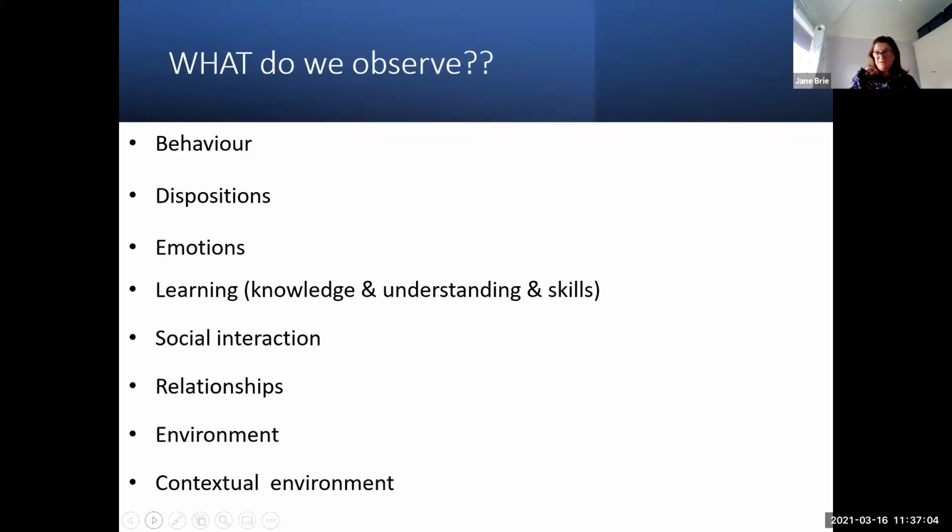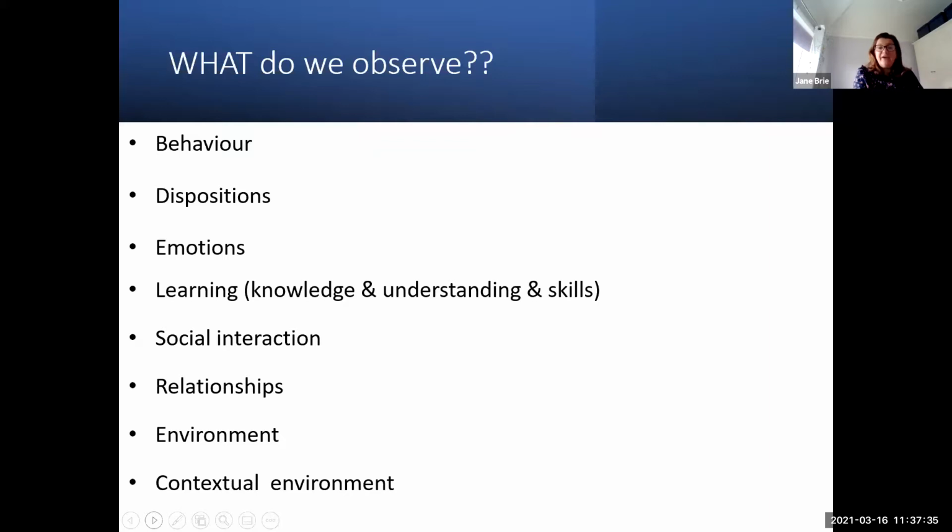And that links to quite a few of those, doesn't it? Behaviour, disposition, emotions, learning as well, but social interaction, relationships, the environment. So one piece of research can incorporate lots of these things as well. The environment, so as I said before, we can look at the child engaging with the environment, or we can just look at the environment and observe the environment itself. Lots of research on that, and contextual environment as well. So we can look at that in different ways.